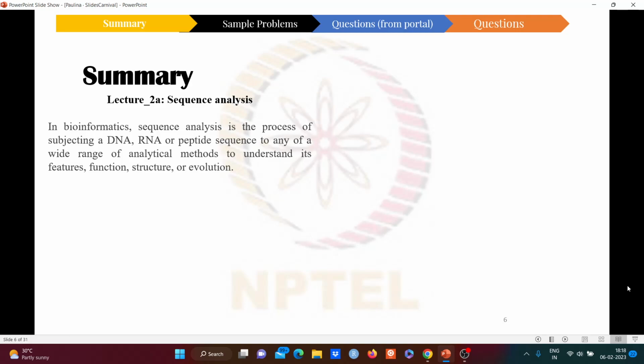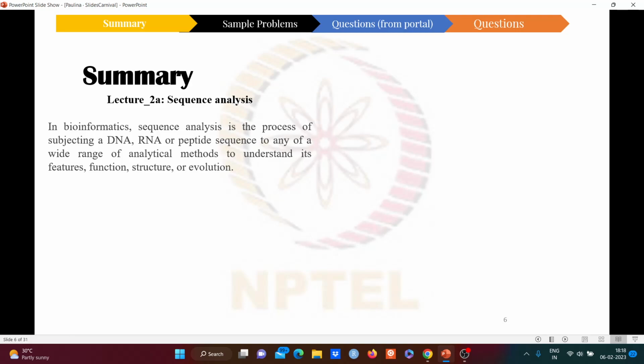So sequence analysis is a process of subjecting a DNA, RNA, or peptide sequence. So these are the biological molecules, to any of the wide range of analytical methods in order to understand its features, function, structure, or evolution. The methodologies used include sequence alignment, like I mentioned, search against the biological databases, and others.